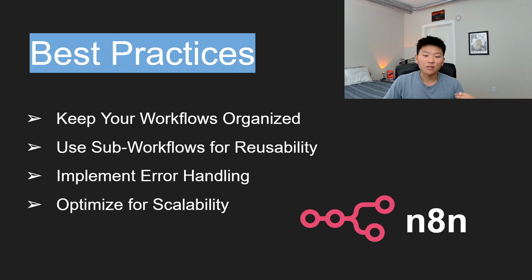And then finally, you want to optimize for scalability. As your workflows get bigger, efficiency is going to be super important. So you want to use features like batch processing or pagination. You want to have a lot of conditional logic in there in order to handle larger data sets and more complex branching workflows. So scaling doesn't just mean bigger workflows, it also means making them smarter workflows.